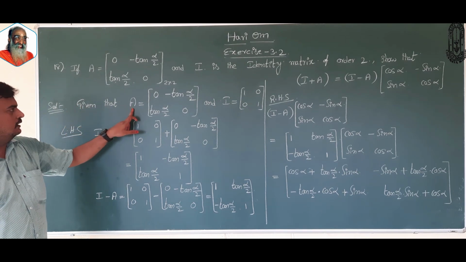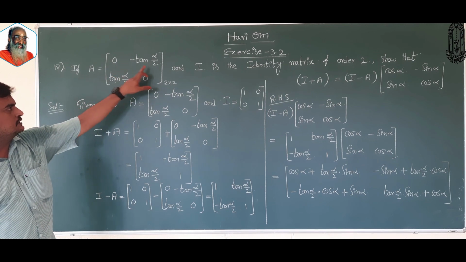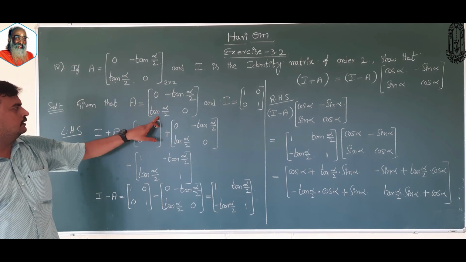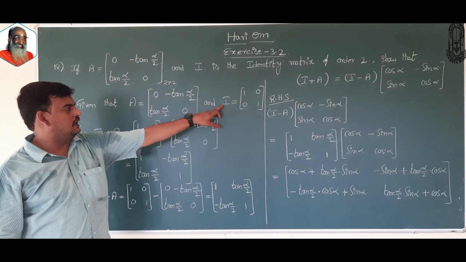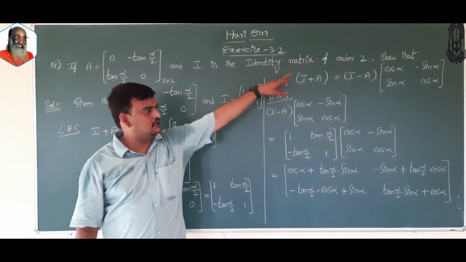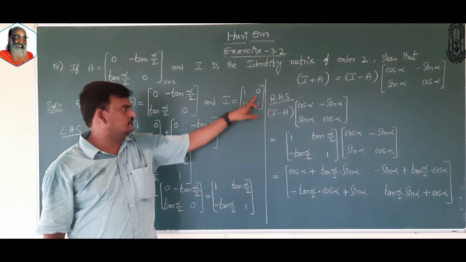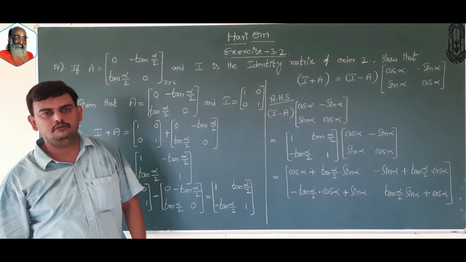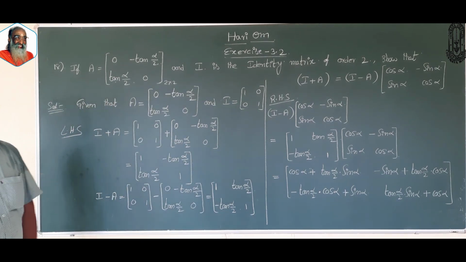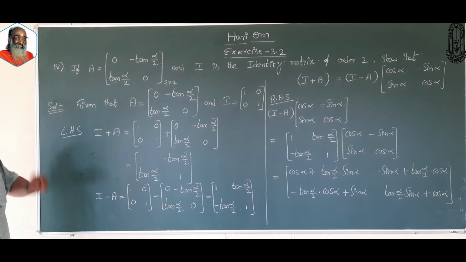Given matrices are A is equal to 0, minus tan alpha by 2, tan alpha by 2 and 0. And I is an identity matrix of order 2, means 1 0 0 1, which is a 2 by 2 identity matrix. First I am finding the LHS.